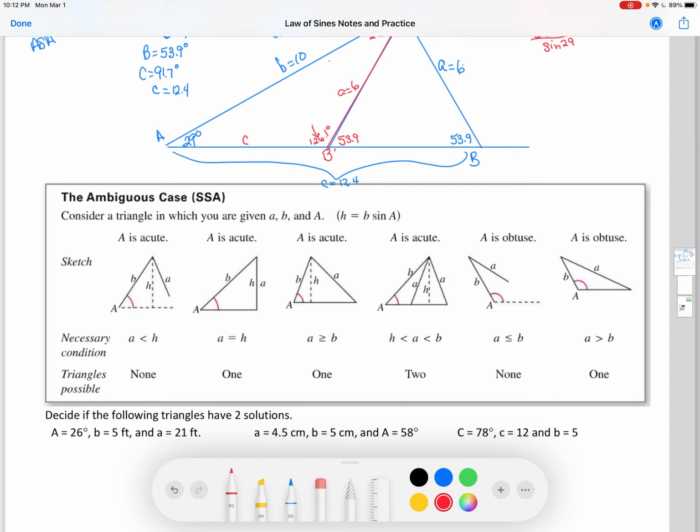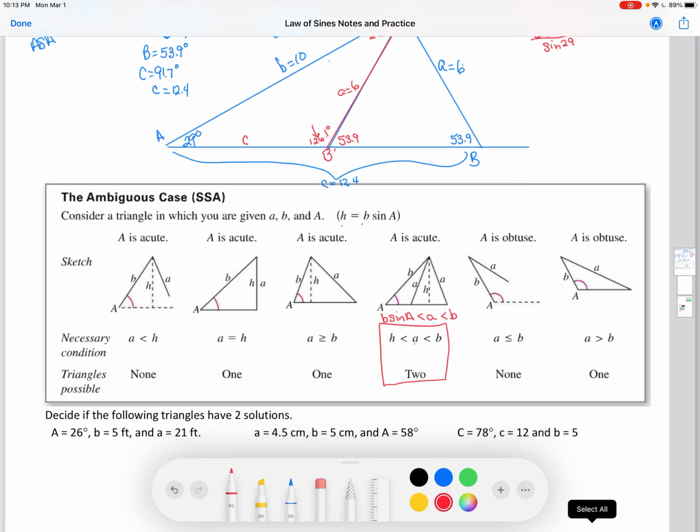And the ambiguous case says that when you're given two sides and the non-included angle, the height of that triangle is going to be b times the sine of A. And you get two solutions when that height is less than the side A, which is less than the side B. Remember, our height was b times the sine of angle A. So b times the sine of angle A is less than side A is less than side B.